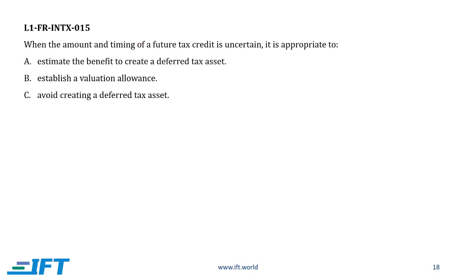When the amount and timing of future tax credit is uncertain, it is appropriate to... So is tax credit a temporary difference or a permanent difference? Permanent difference. When it is a permanent difference, do we come up with a deferred tax liability or a deferred tax asset? No, we don't. So what should be the correct option? C. We should avoid creating a deferred tax asset because it is not a temporary difference. It is a permanent difference.